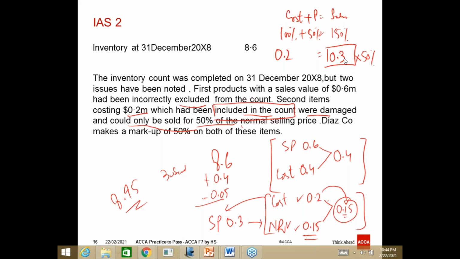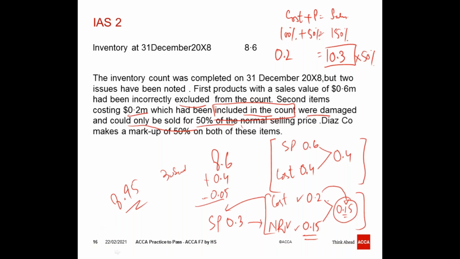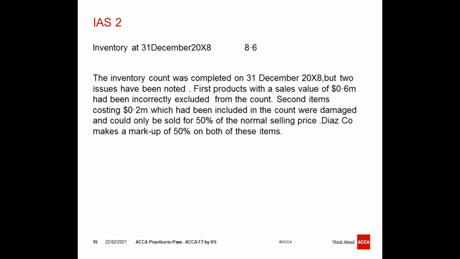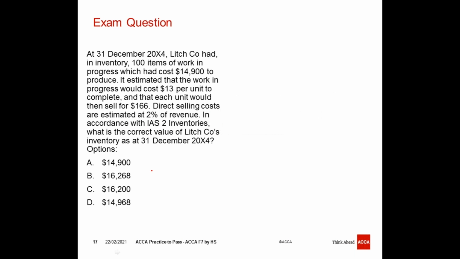Yes, 0.05 is the NRV adjustment from 0.2 million to 0.15, because the inventory is already included at a price of 0.2 and we have to make it 0.15, so there will be an adjustment of 0.05. These are the types of questions the examiner asks. This is again a type of question that was examined in a recent past paper, in the December 2020 exam.